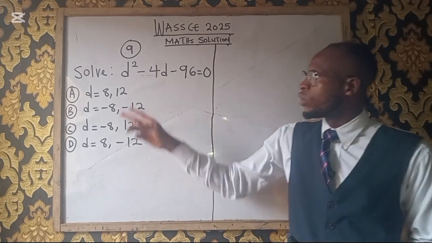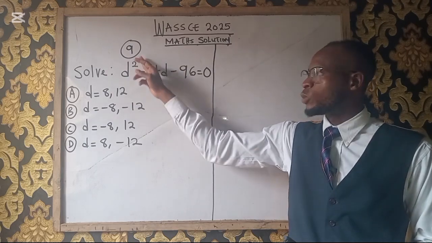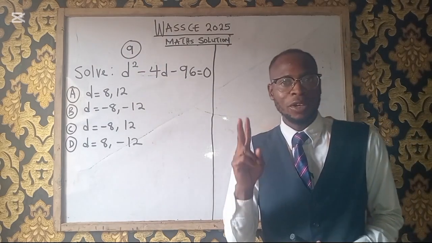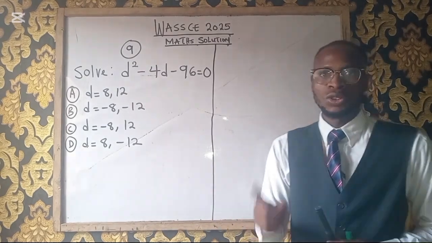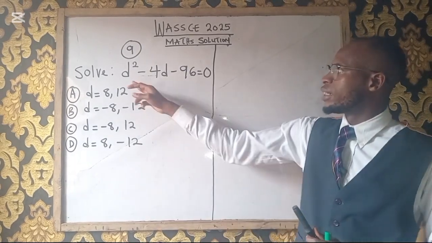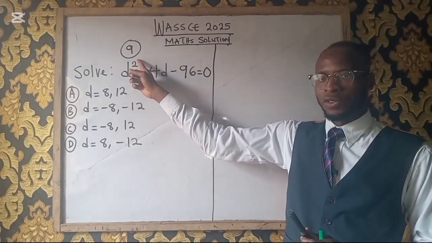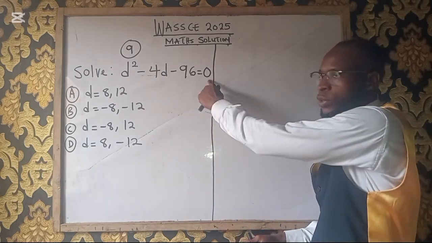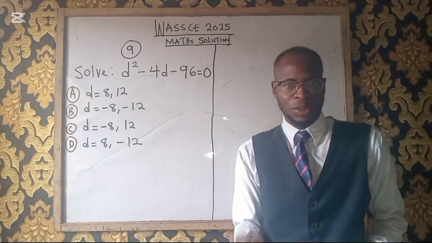Now, if you look at this expression clearly, the highest power we have here is raised to the power of 2. So when the highest power of an expression is raised to the power of 2, such an expression or equation is said to be a quadratic equation. This is a quadratic equation because it has a power of 2, and it is also equated to 0. If it is not equated to 0, it is called a quadratic expression.